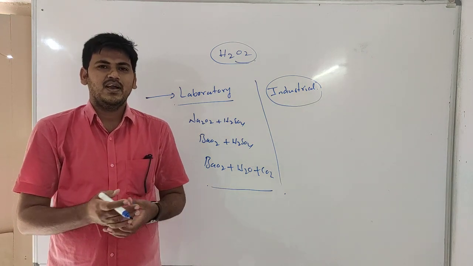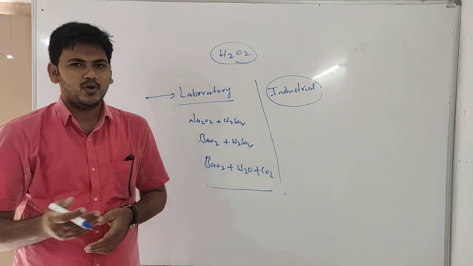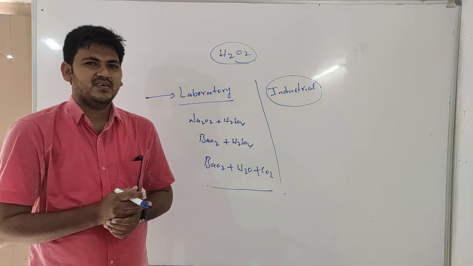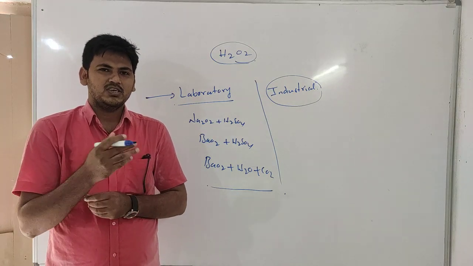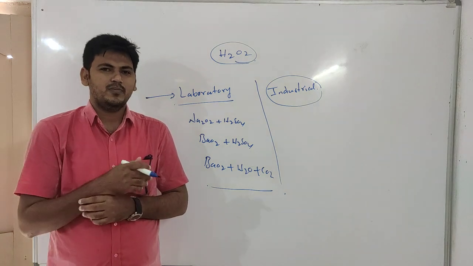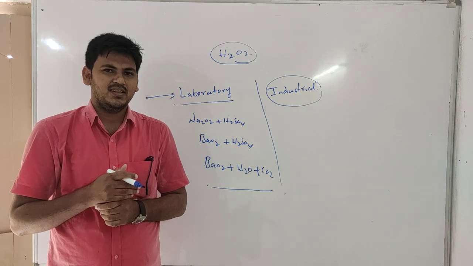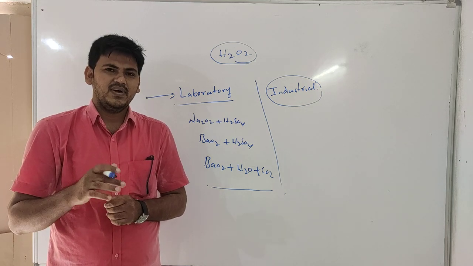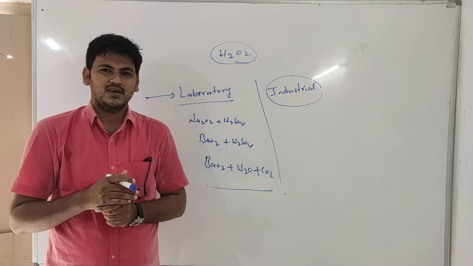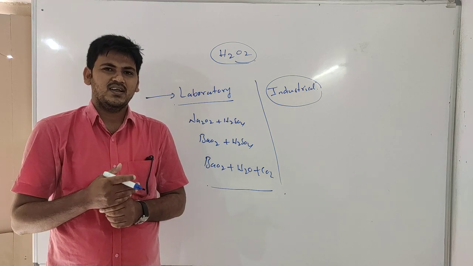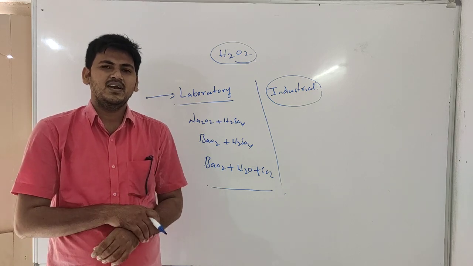Next, properties of hydrogen peroxide: oxidizing properties and reducing properties. Oxidizing properties, for example, lead sulfide plus hydrogen peroxide, potassium iodide plus H2SO4 plus hydrogen peroxide, formaldehyde plus hydrogen peroxide, benzene plus hydrogen peroxide in the presence of ferrous sulfate. Next, acidified ferrous sulfate, FeSO4 plus H2SO4 plus hydrogen peroxide, and potassium ferrocyanide converted into potassium ferricyanide. So these oxidizing properties were completed in the previous class.